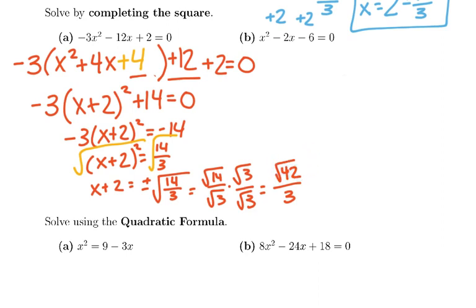Your last step is to just subtract 2 from both sides. So you'll get x equals negative 2 plus or minus the square root of 42 over 3. Notice how that negative 2 is not on an entire numerator. The only thing being divided by 3 here is the square root of 42.